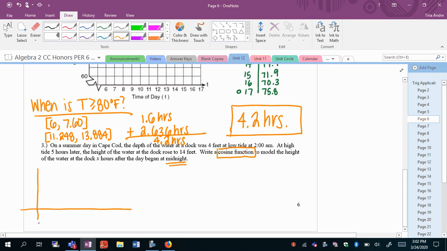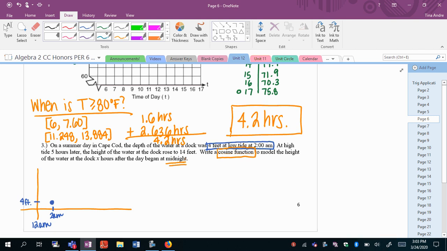So we're going to say the starting time here is at midnight. So that means this is at 12 a.m. That's the start of the day. Let's go back to the facts that it gave us. So it said 4 feet at low tide at 2 a.m. So at 2 a.m., the height was 4 feet. So I'm going to call this 4 feet. Again, this isn't going to be the most accurate, but just to get the information visually.